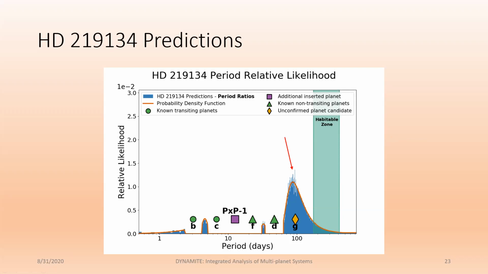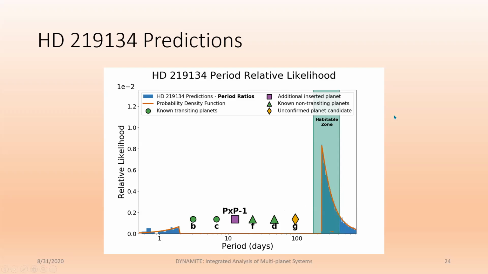In addition, the location of the next peak coincides nicely with the position of the unconfirmed planet candidate G. This would continue the dynamical packing of the system out beyond planet D. Now, if we add planet candidate G to the system and rerun DYNAMITE again, we find the next peak of the distribution to lie squarely in the habitable zone of the star.